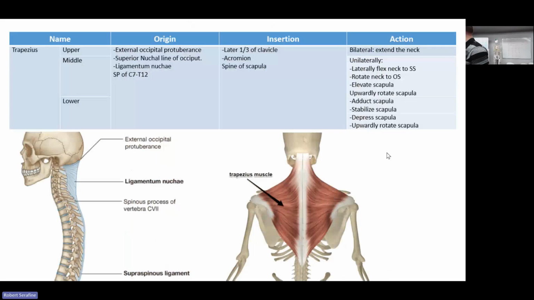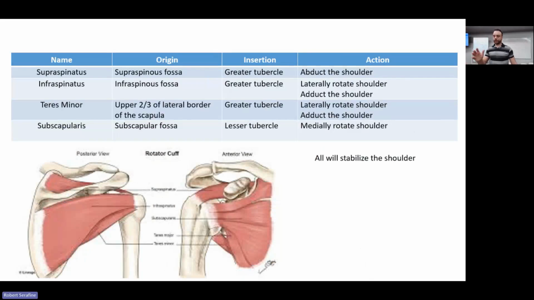The trapezius muscle is definitely an important muscle. I highly suggest you know it, as well as the rotator cuff muscles. So there are 4 rotator cuff muscles. We use the acronym SITS to define them. We have supraspinatus, infraspinatus, teres minor, subscapularis. Essentially, the name of the muscle tells you exactly where all of these muscles are. Supraspinatus is in the supraspinous fossa of the scapula. Infraspinatus is in the infraspinous fossa. Teres minor is on the lateral border of the shoulder blade. And then subscapularis is in the subscapular fossa.